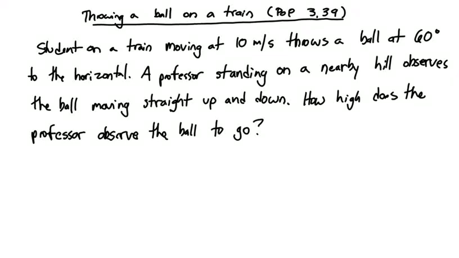Hey guys, in this video I'm going to do a problem in the book, problem 3.39. So just an overview of what the problem is. You can read it in more detail in the book, but we have a student on a train. The train is moving at 10 meters a second, and the student throws a ball at 60 degrees above the horizontal. A professor standing on a nearby hill observes that the ball moves just straight up and down with no horizontal component. The question is, how high does the professor observe the ball to go?